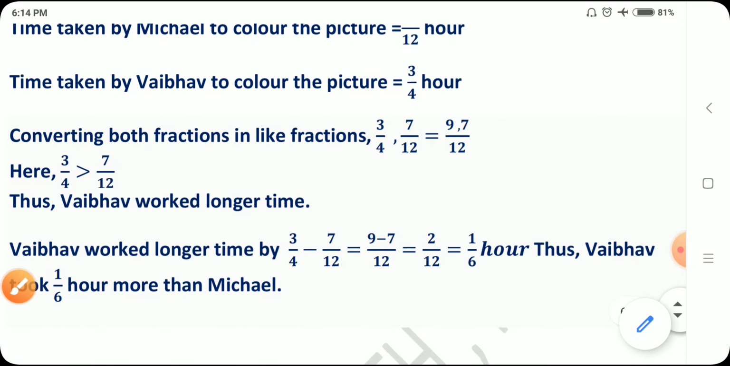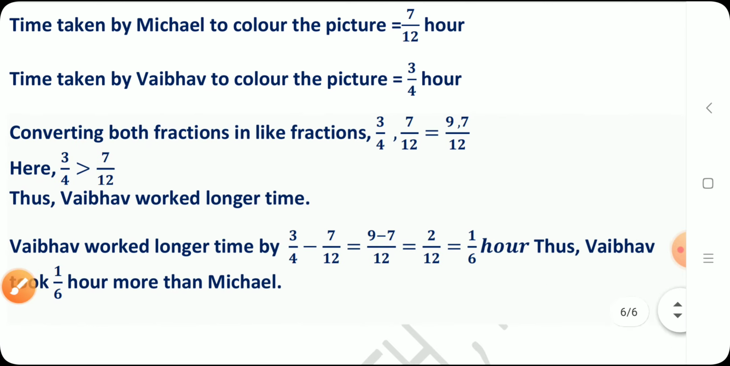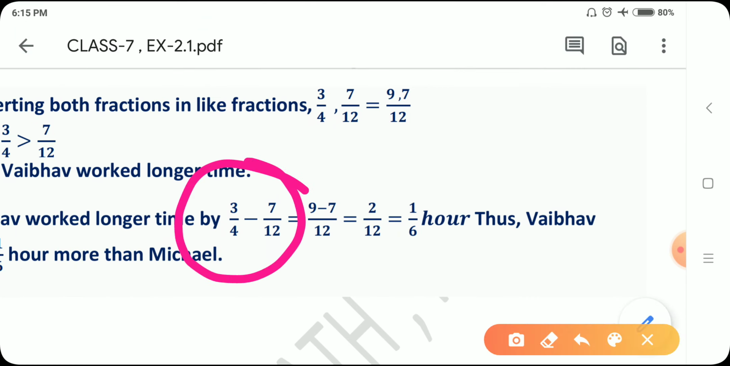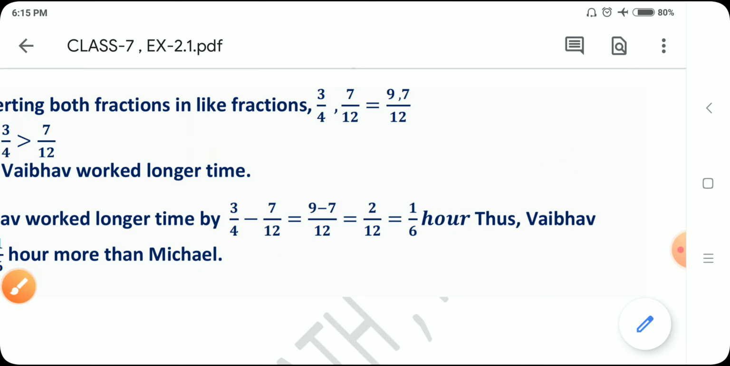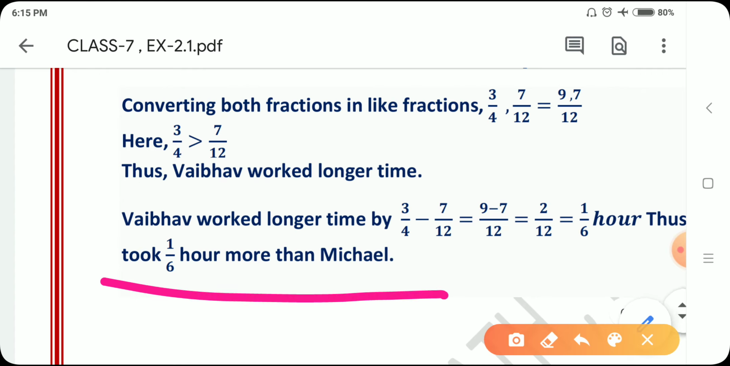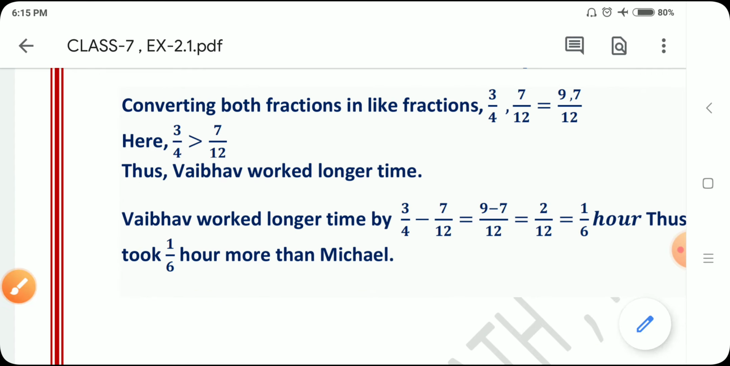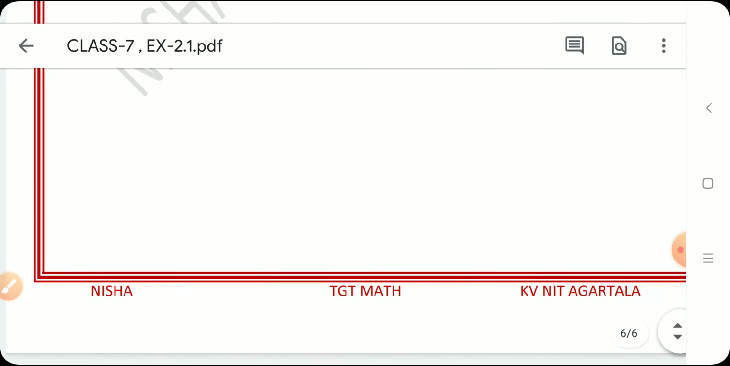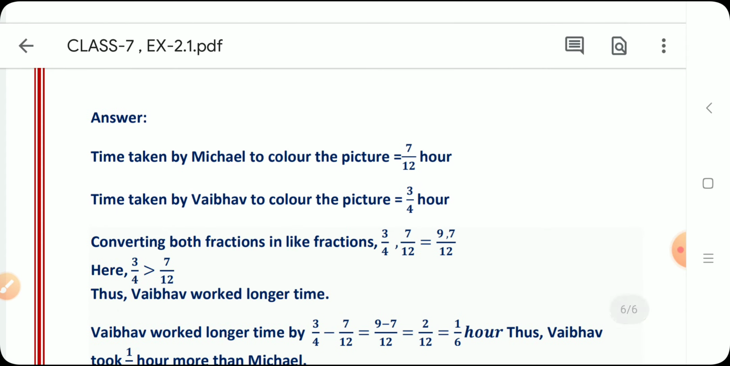Now how much longer did he work? You will subtract the time taken by both of them. When you subtract these two, you will get 1 by 6 hour. So you will write that thus Vaibhav took 1 by 6 hour more than Michael. So that's all about question number 8, and with this exercise 2.1 is completed.